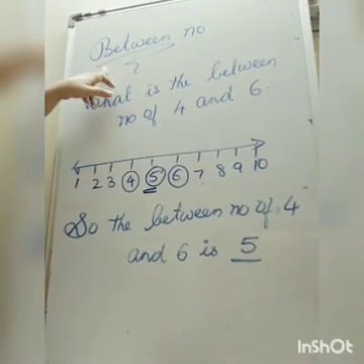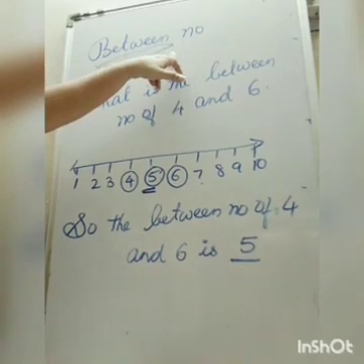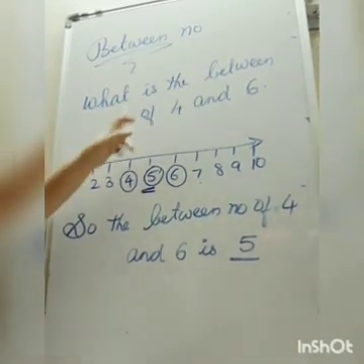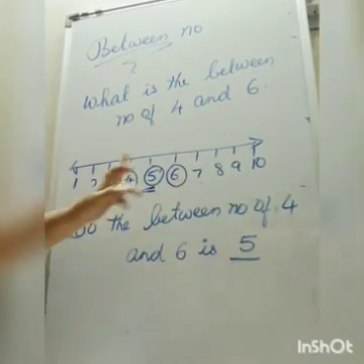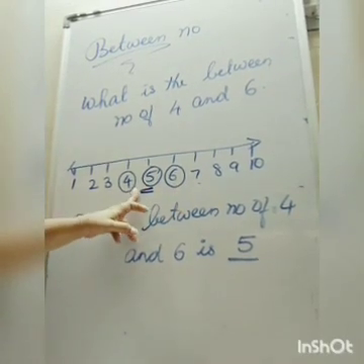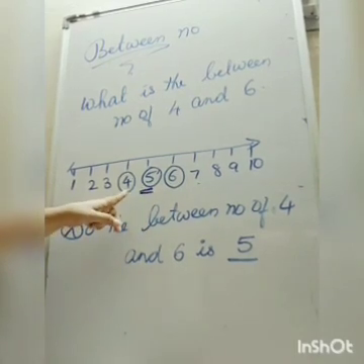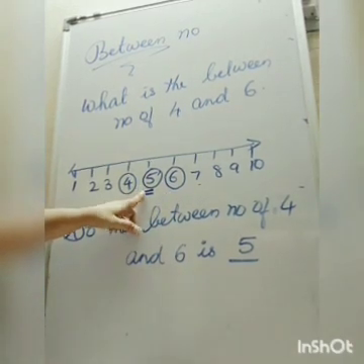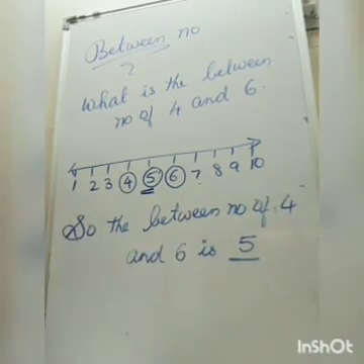See, listen. Between number means middle number. For example, what is the between number of 4 and 6? See the number line. Check where is 4 and 6. Then understand which number is in the middle. Here, middle number of 4 and 6 is 5. So, the between number of 4 and 6 is 5.